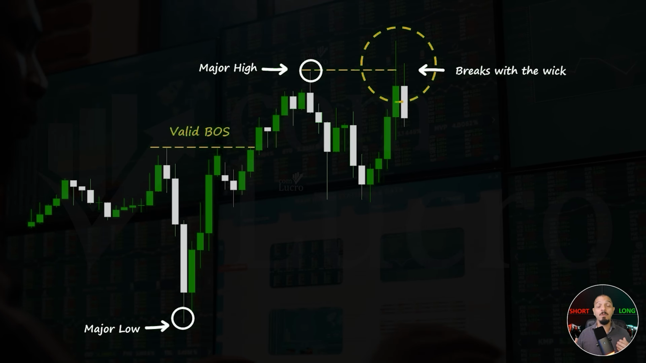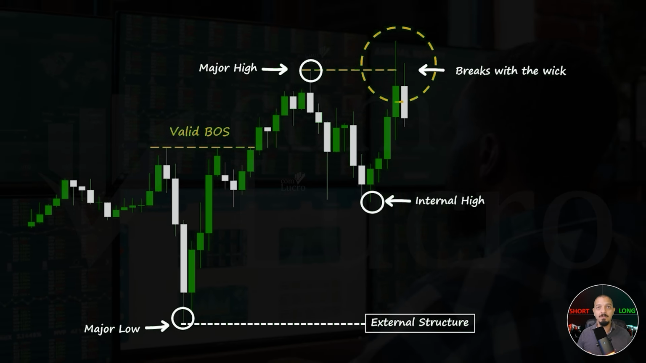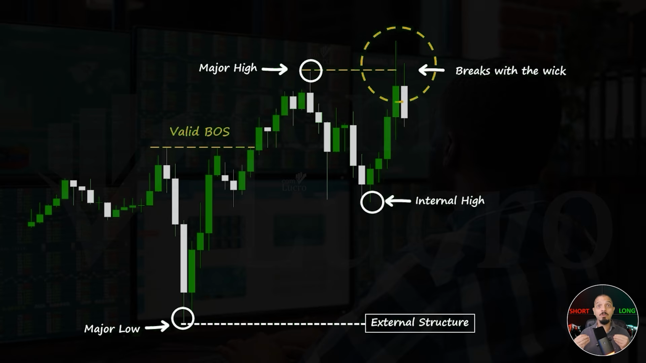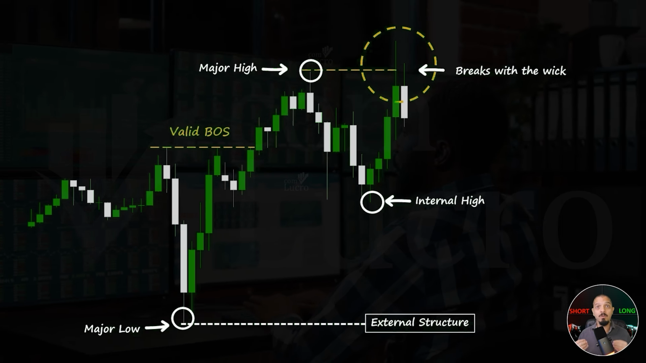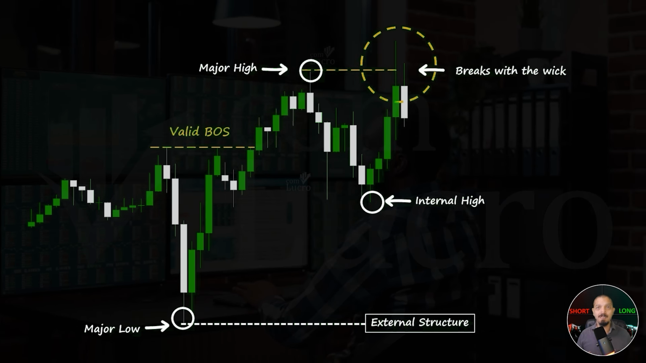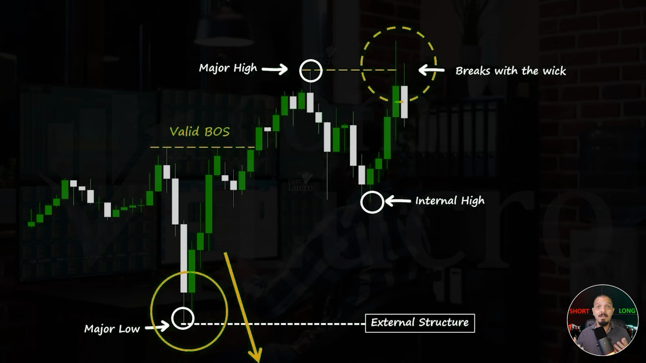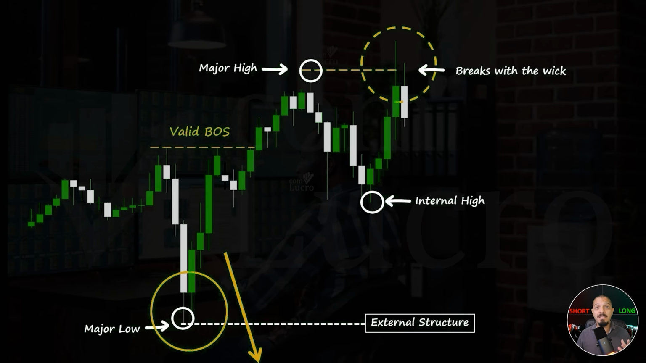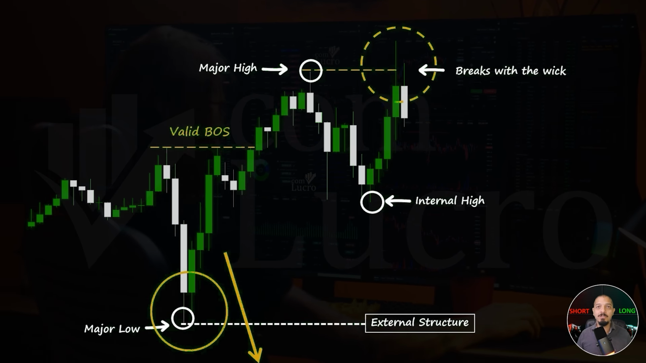Therefore, to properly identify a true reversal or a legitimate change of character, we must patiently wait for price to break the major low located at the extreme, rather than reacting to the break of a smaller internal high. This disciplined distinction between valid and invalid BOS signals is what separates structured analysis from emotional trading decisions.